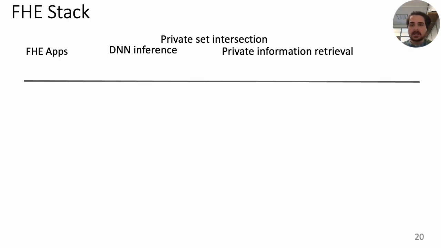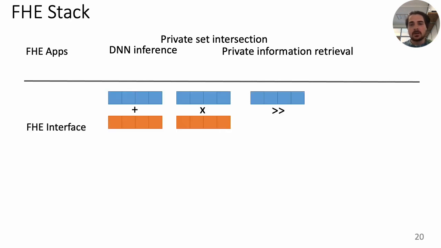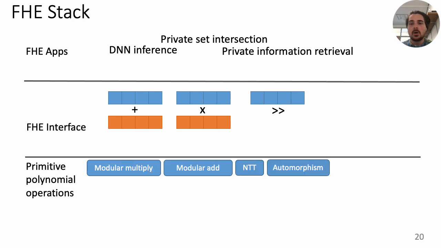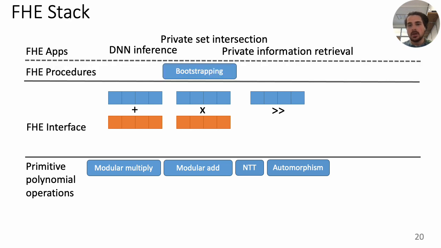Let's tie all these concepts together by looking at FHE's stack. At the top here, we have FHE applications. All these are implemented in terms of the three operations that FHE supports. These are adds, multiplies, and rotates. All FHE ops, in turn, are implemented in terms of the four primitive polynomial operations.